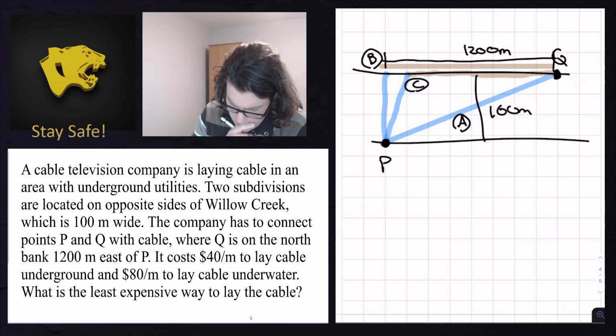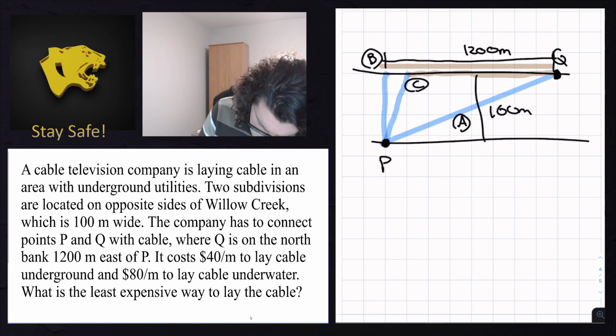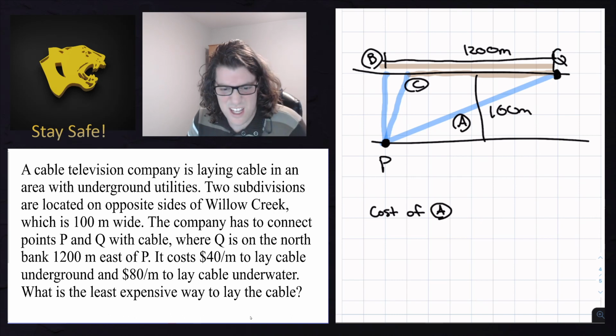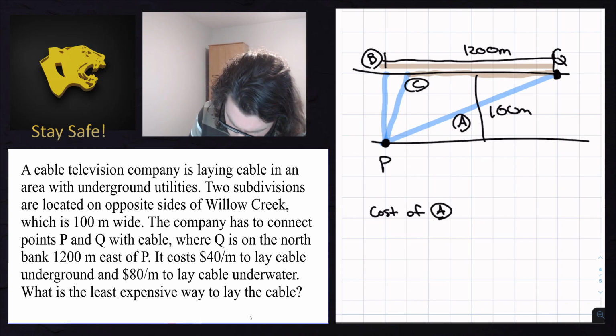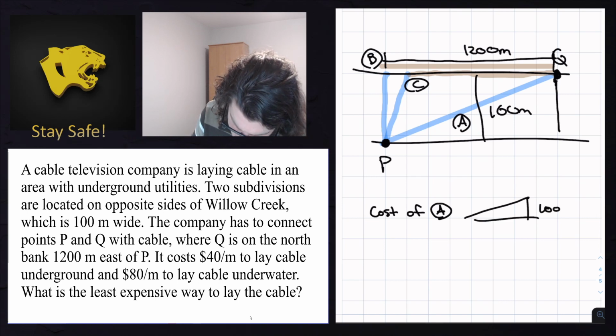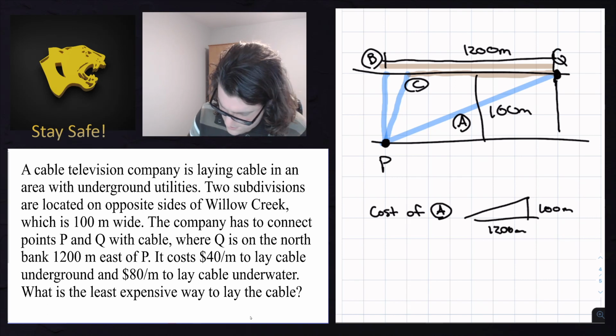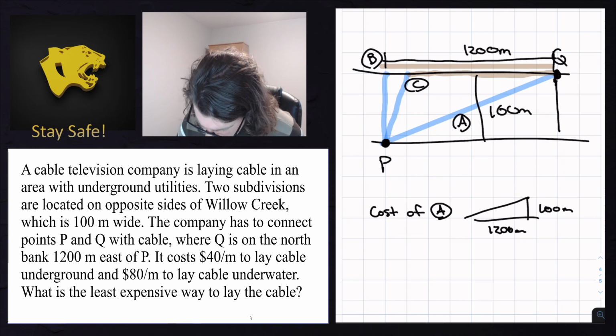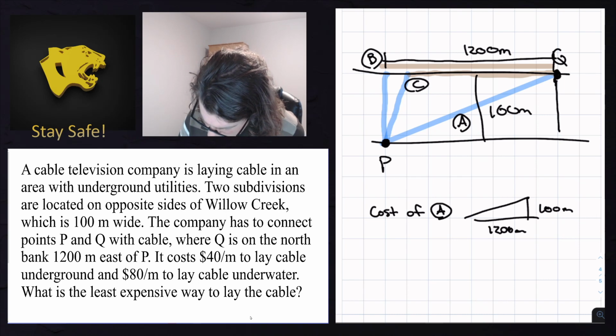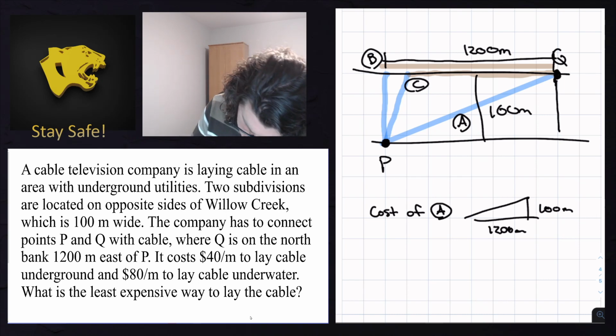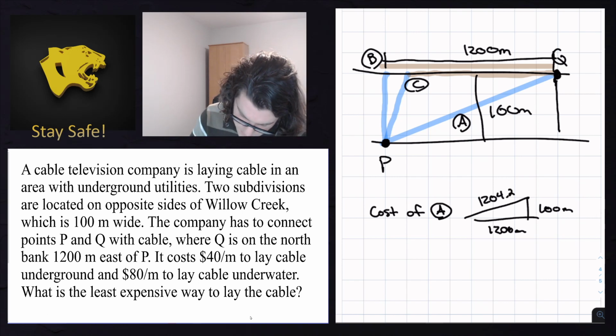So let's just calculate what the cost of A would be. It's 100 meters this way and it's 1,200 meters that way. So it's going to have a distance of Pythagorean theorem. So I'm going to just do that on my calculator. So it's 1,200 squared plus 100 squared. And I'm going to take the square root of that and get that it's 1204.2-ish.